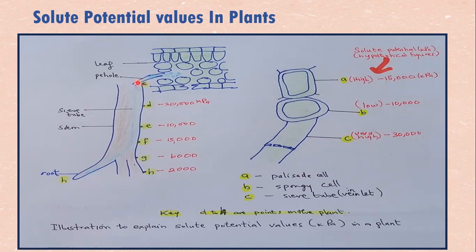Then as we go down, the solute potential decreases because the solute is being removed at the sink. Solute moved out into the cells to be used. So you see, the solute potential will be higher and decreasing down as you get into the root, that is the sink. So this is how solute potentials are worked out in plants.